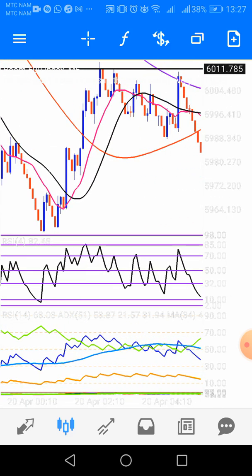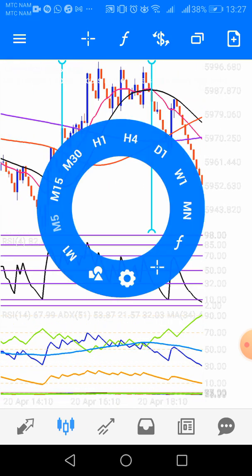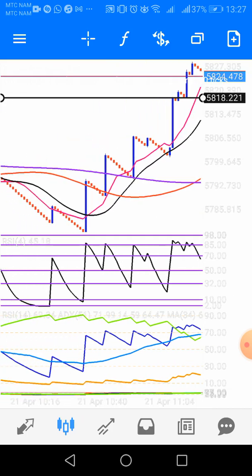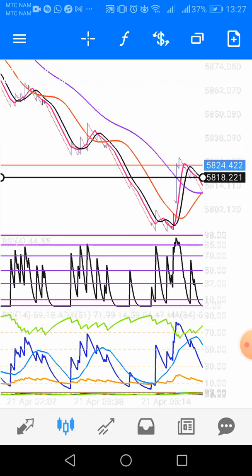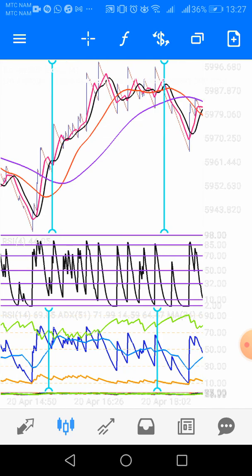If you look here, you realize that even here the RSI was below the simple moving average 34. So now to catch a spike, when you see this, you shift to 1 minute. Let me go to 1 minute. You shift to the 1 minute time frame. So we are here to catch a spike.